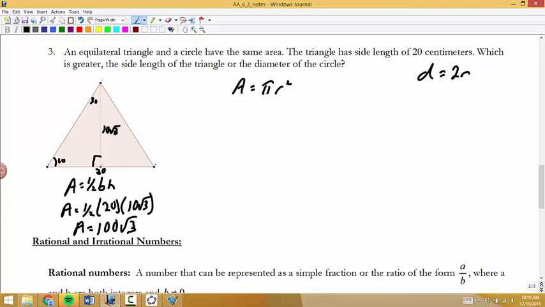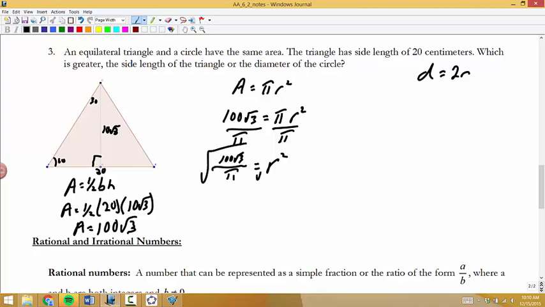Alright, so since the area of the circle and the triangle are the same, I can substitute in 100 times the square root of 3 for the area. I've got pi here, and I've got the radius squared. So now I'm going to solve for the radius. I'm going to divide both sides by pi. So I have 100 times the square root of 3 divided by pi is equal to the radius squared. And to finish that off, I'm going to take the square root of both sides.